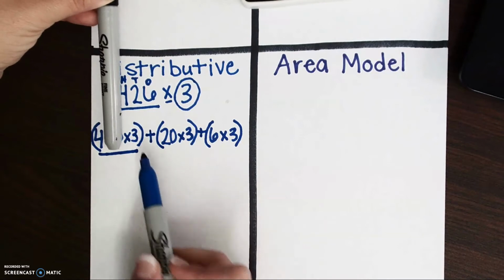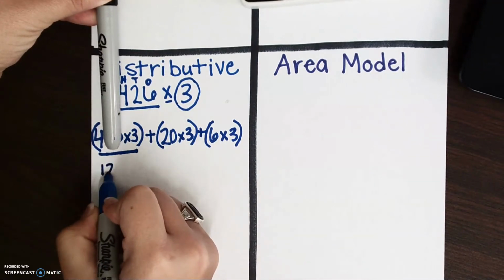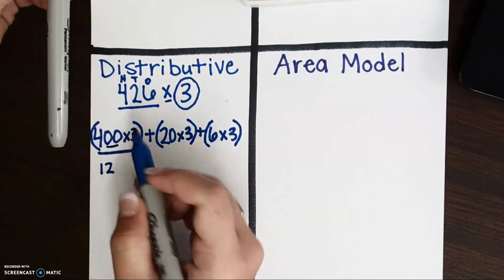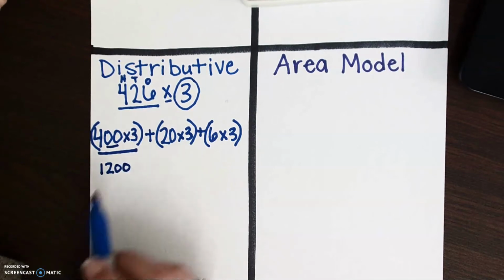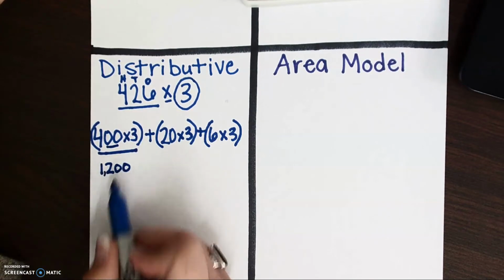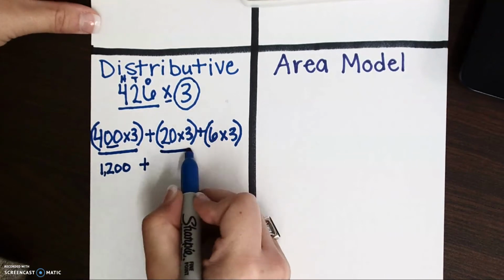I like to cover them up and just look at the first number. 3 times 4, I know is 12, but then I have 2 zeros, so I need to add 2 zeros here. So 400 times 3 is 1,200. Then I bring my plus sign down.